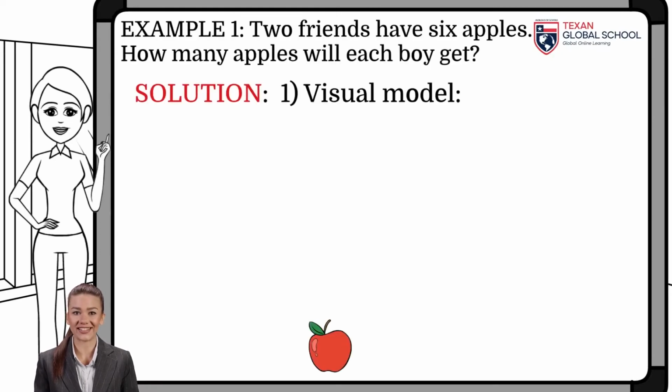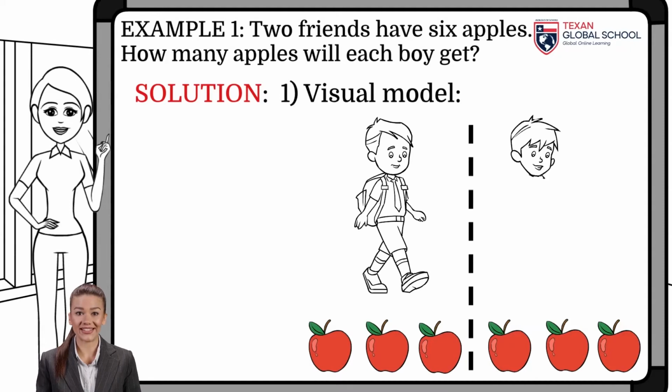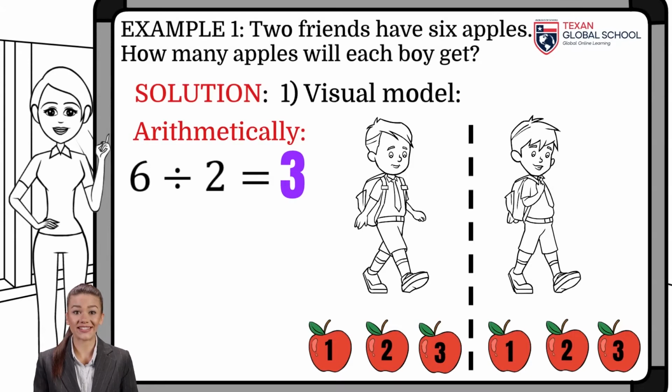Two friends have 6 apples. How many apples will each boy get? It is important to draw a visual model to represent the problem. As we can see, we have 6 apples, which we will distribute among 2 boys. An apple for one, another apple for another child. When separating the apples, we can see that each one gets 3 apples.